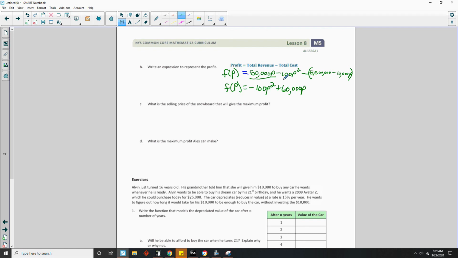It's this term here, my linear term. A negative times a negative, when I distribute this negative, is going to make this a plus 10,000p. So 50,000 plus 10,000 is 60,000p. And then minus times a positive is minus 5,500,000. So there's my function. Negative 100p squared plus 60,000p minus 5,500,000.